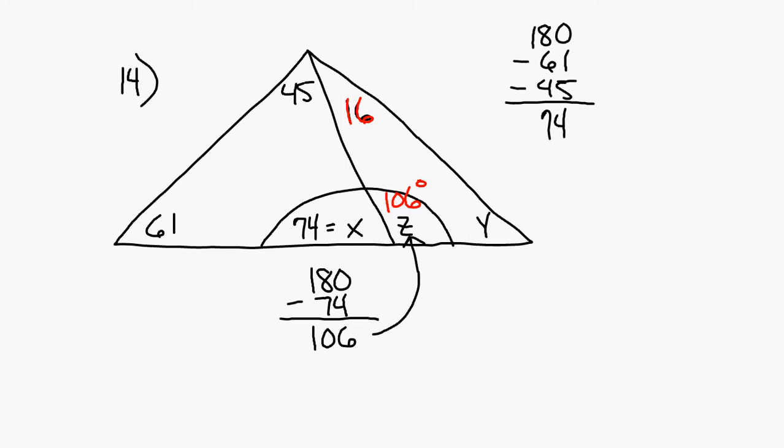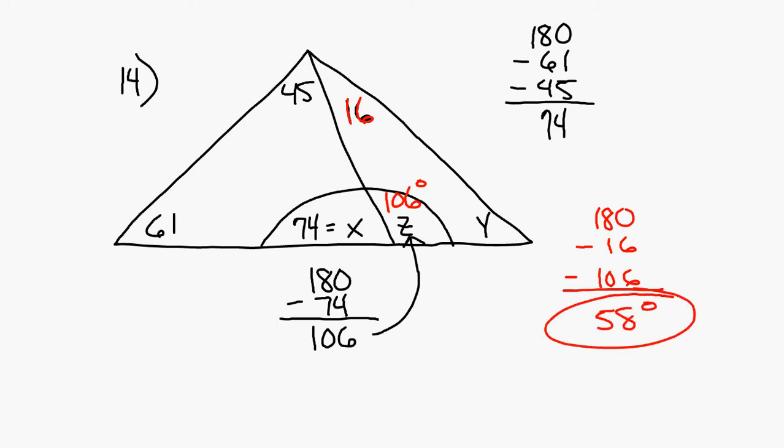So for angle Y, you take 180, subtract the 16, subtract the 106, and what does it equal? How much? 180 minus 122, so 58. 58 degrees, and that's your angle Y.